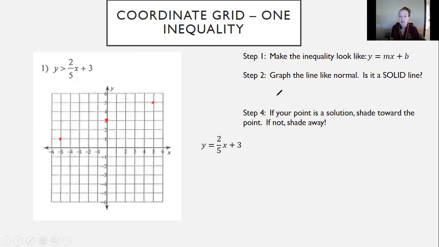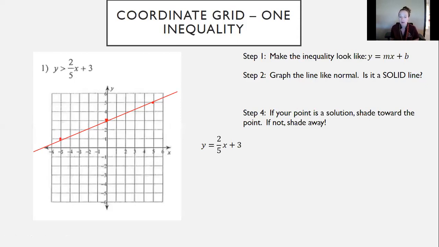So again, is it a solid line or is it a dashed line? Well, it's going to be a dashed line, guys, because there's no equals to. So it just means that the line is not a solution. Okay, so here's my line. Now, unfortunately, I don't think I can dash this guy. So, yeah, you're going to have to pretend it's dashed, but it's a dashed line. So there's step 2. I just graphed that line, y equals 2/5 x plus 3.